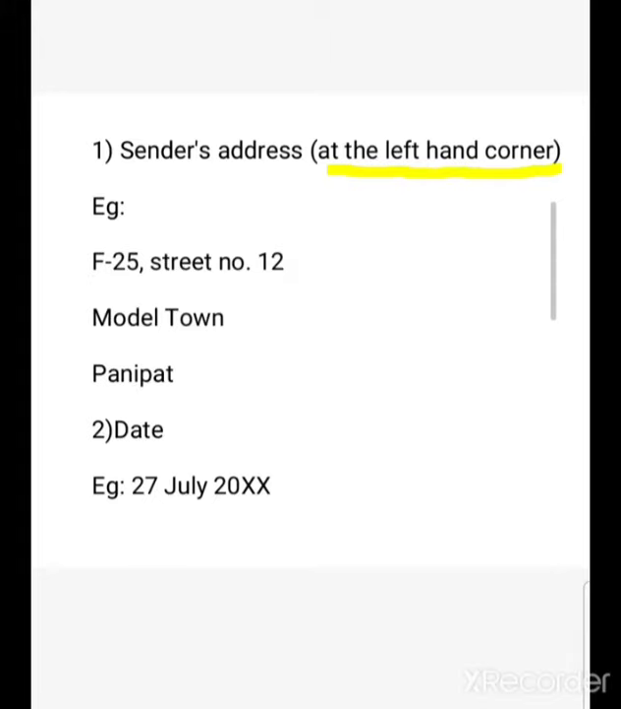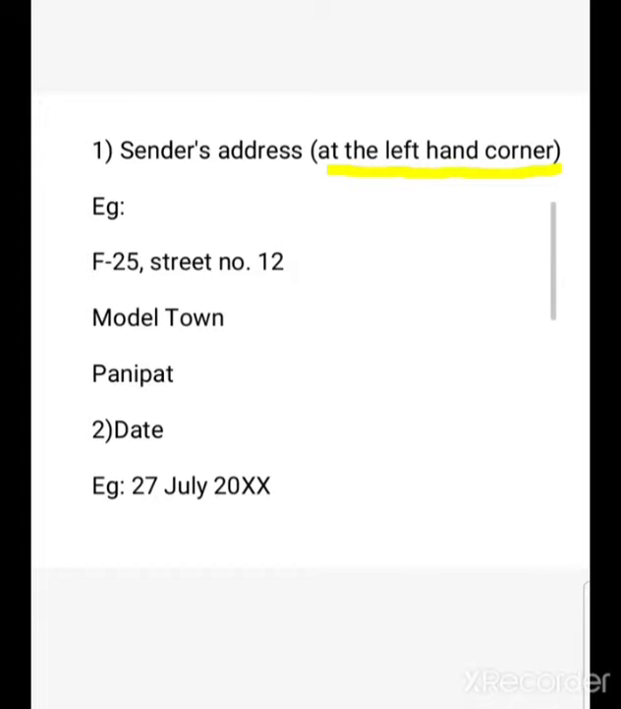Next, the commas and full stops are omitted in the address. No need to use commas after street number 12 or Model Town. There will be no commas needed; these are omitted in the address. The second point is that after the sender's address you have to leave a blank line. You must leave a line.